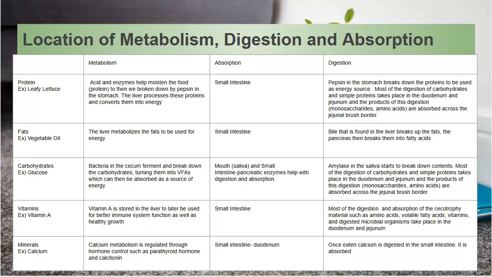Most of the digestion of carbohydrates and simple proteins takes place in the duodenum and the jejunum, and the products of this digestion are absorbed across the jejunal brush border.